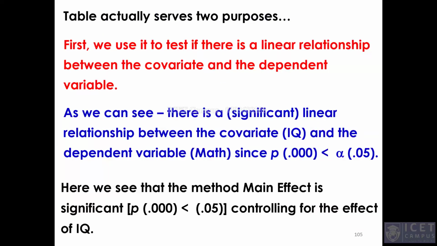Right. This table actually serves two purposes. First, we use it to test whether there is a linear relationship between the covariate and the dependent variable. And we can see there is a significant linear relationship between the covariate, that is IQ, and the dependent variable, which is maths. Then we see the method main effect.